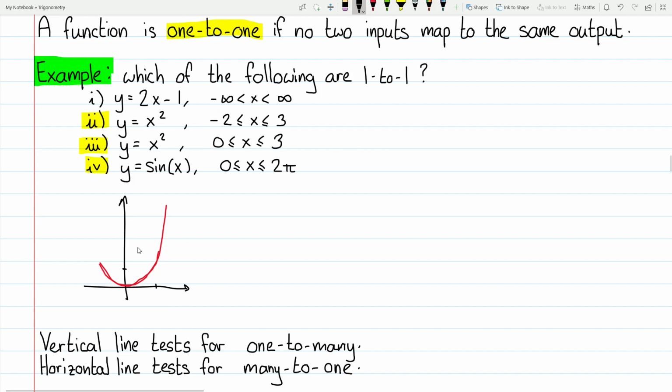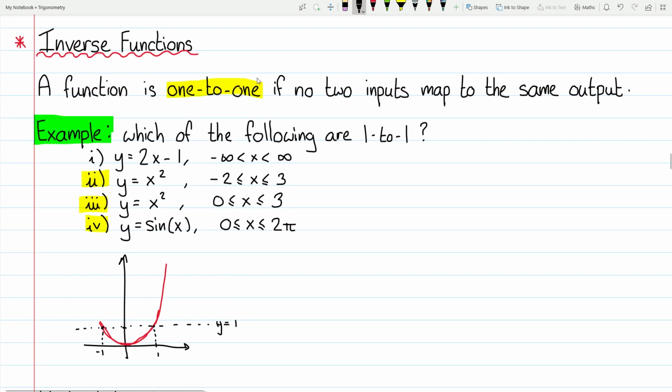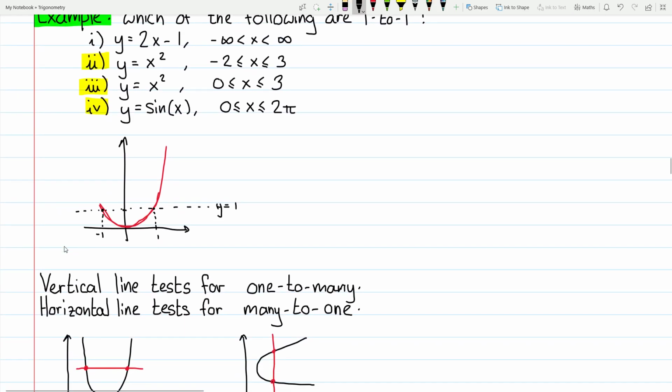Well, the answer is, if we draw this horizontal line, say y equals 1, notice how we intersect this red curve, y equals x squared, at 2 points. It turns out that these are negative 1 and 1, but you might not know that a priori, but it doesn't matter. Here we found two values, 1 and negative 1, that map to the same output, which isn't allowed for a one-to-one function. This is 2-to-1, if you will. So here, our function isn't one-to-one.